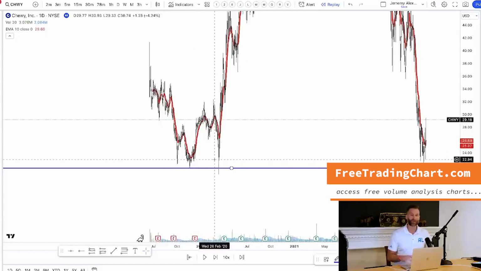This is a price that Chewy has bounced off of before. So what I'm doing is I'm taking not only the volume, but the location, and I'm kind of blending it with candles, with gaps, and looking at this information.